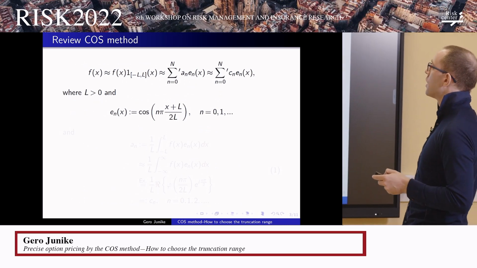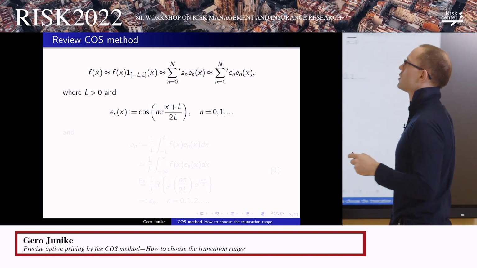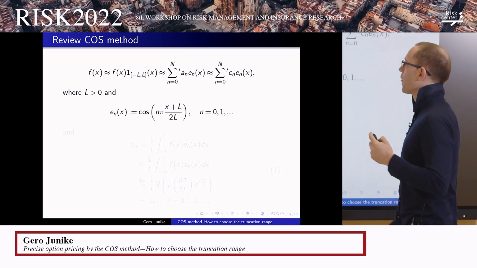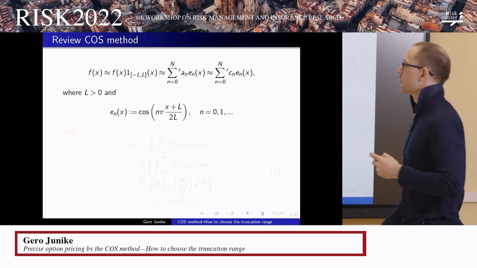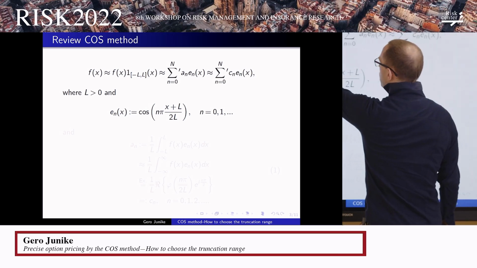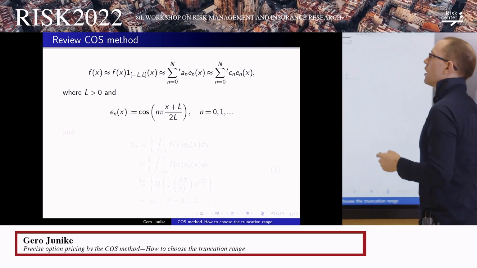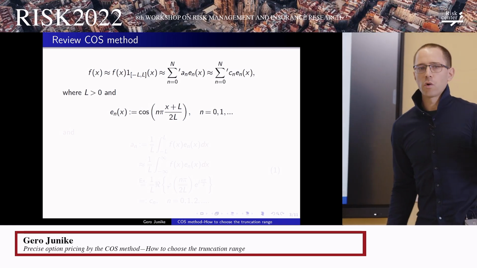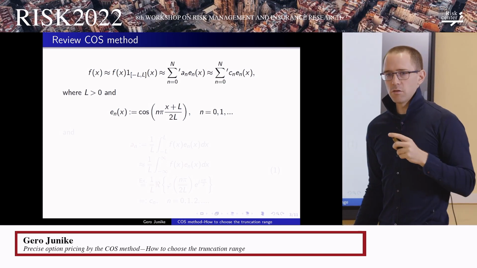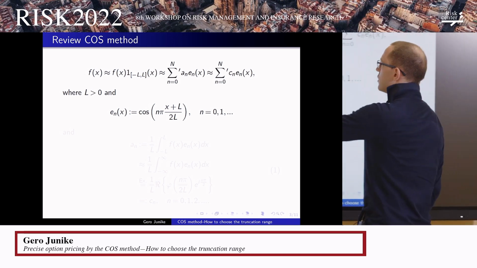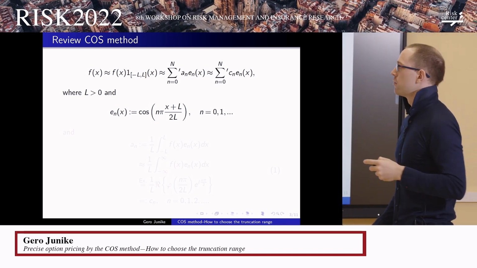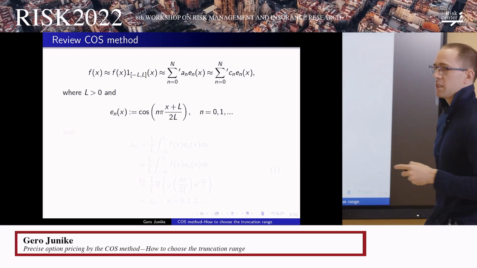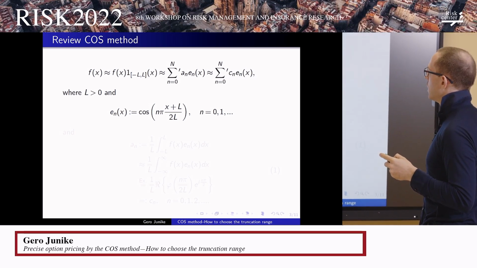Fang and Oosterlee proposed the so-called COS method, which approximates the density in three steps and then solves the integral. In the first step, we truncate the density to some large interval from minus L to L. Remember, by our definition X is centralized at 0, so the expectation of X is 0, and therefore the density is centralized around 0 as well. In the second step, we approximate our truncated density by a Fourier series.